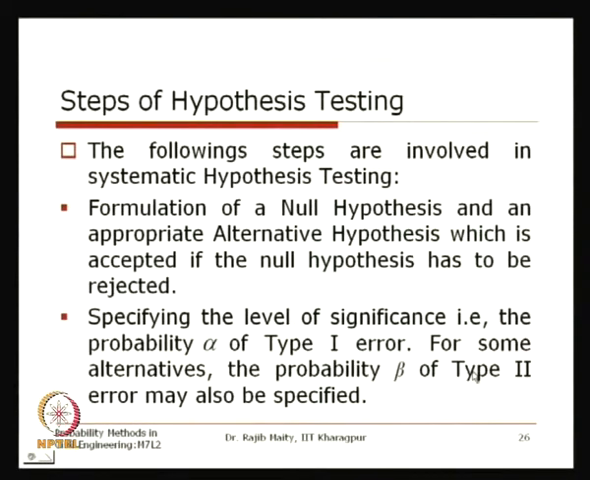So, the steps of this hypothesis testing: there are the following systematic steps we can follow. First, the formulation of a null hypothesis and an appropriate alternative hypothesis, which is accepted if the null hypothesis has to be rejected. What the null hypothesis is and what the alternative hypothesis is, we will see in a minute.